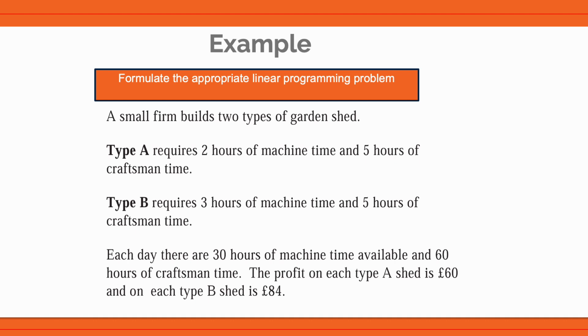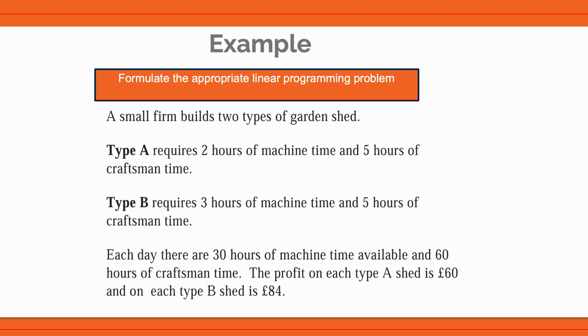Type A requires 2 hours of machine time and 5 hours of craftsman time. Type B requires 3 hours of machine time and 5 hours of craftsman time. Each day, there are 30 hours of machine time available and 60 hours of craftsman time. The profit on each type A shed is £60 and on each type B shed is £84. Formulate the appropriate linear programming problem.